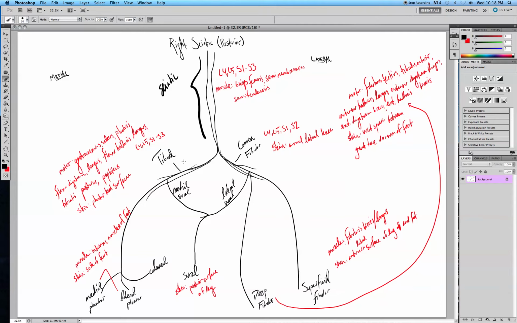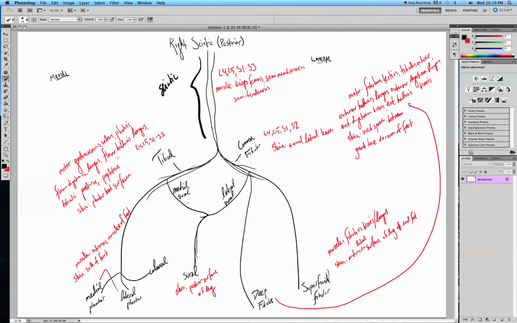The tibial will branch into three things. It'll become the calcaneal nerve, and then the medial and lateral plantar. And then you have this little one, the medial and lateral sural, and you can see that it has a branch coming from the tibial and the common fibular, and then that will combine to make just the sural nerve.